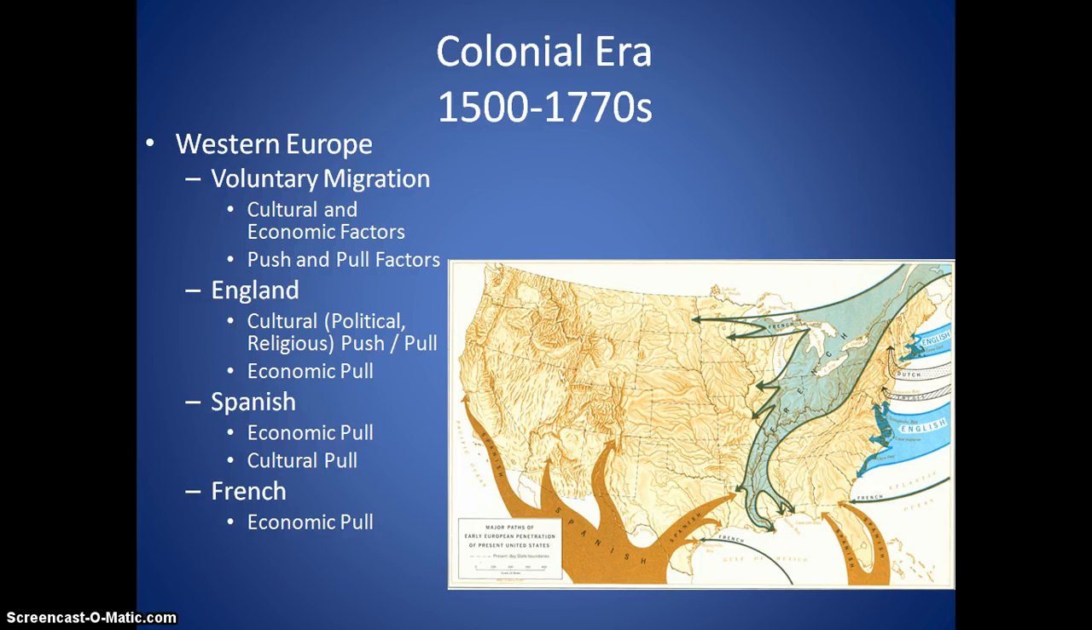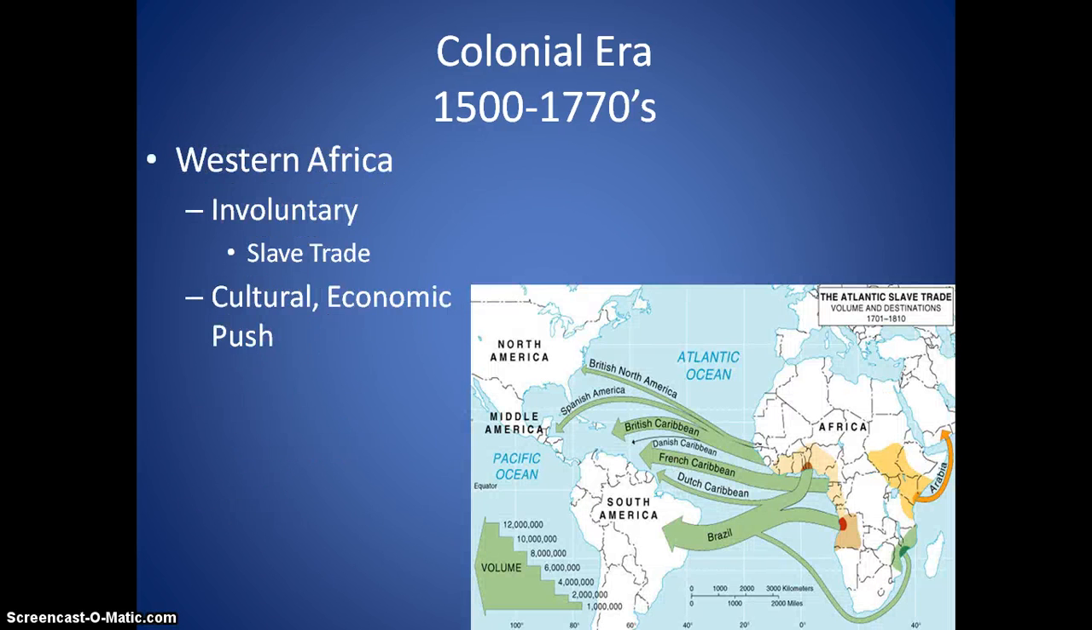So that's going to impact the French in several ways, not only their interactions with the natives, but also the number of people that they send and where they send them to in North America. And then the West Africans who are coming to the United States, primarily as a part of the slave trade, so obviously that would be considered an involuntary movement.